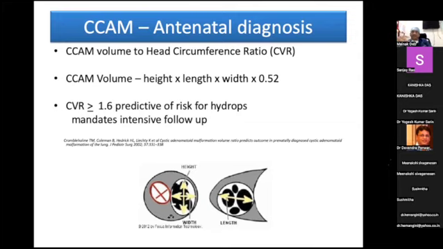Of late, a CCAM mass to thoracic ratio of more than 55% also seems to be a high risk prognostication indicator. So many people use the CCAM mass to thoracic ratio, but CVR estimation still remains one of the most common indices used to monitor the progress of and prognosticate fetuses with CCAM.